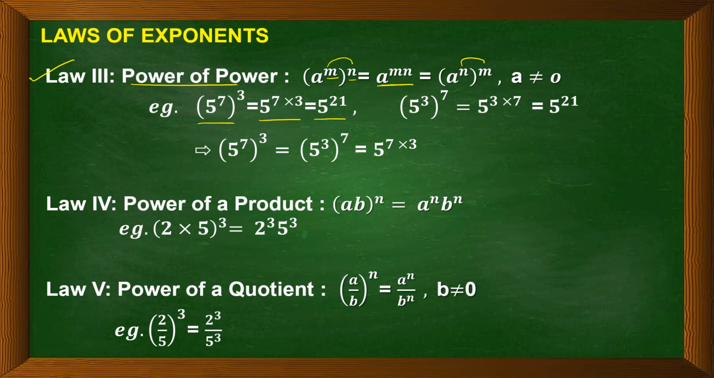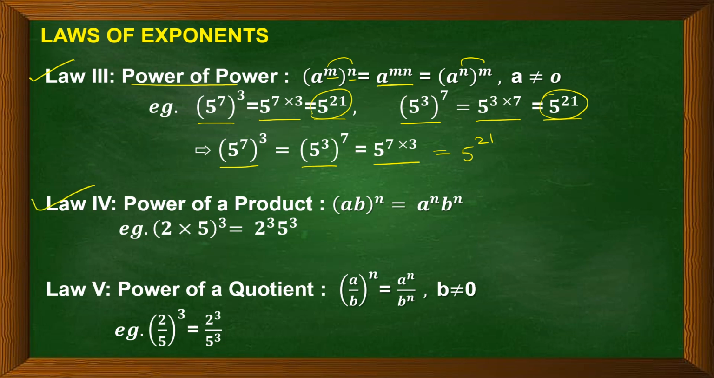Similarly, if we have (5^3)^7, we will multiply the powers: 5^(3 into 7), which is equal to 5^21. So in both the cases we are getting the same answer. So we can say that if we have (5^7)^3 or (5^3)^7, in both the cases we will multiply the powers and get the same product, 5^21.